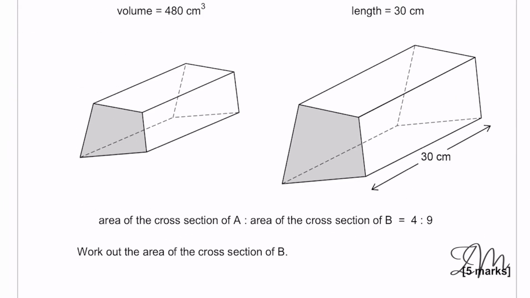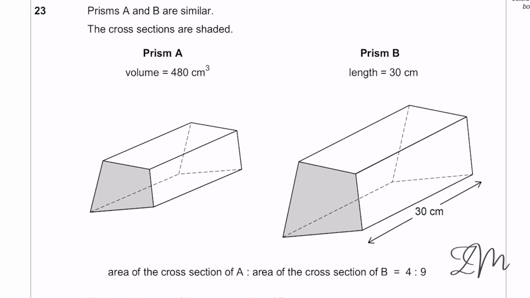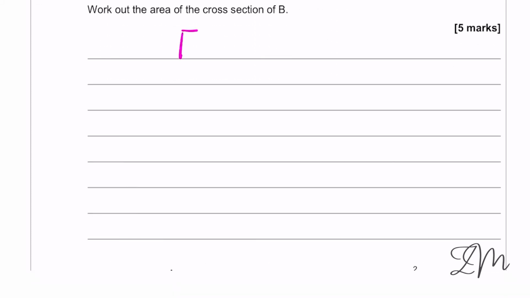Right. Question 23. Prisms A and B are similar. The cross sections are shaded. Work out the area of the cross section of B. They're in the ratio 4:9. We have the volume and we have the length. So let's think about this. Whenever we're going to have lengths, so say we have our lengths A and B.